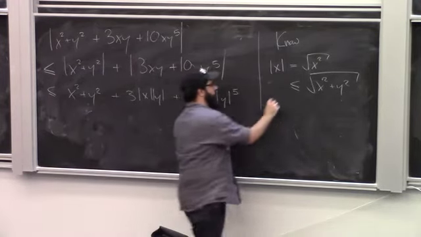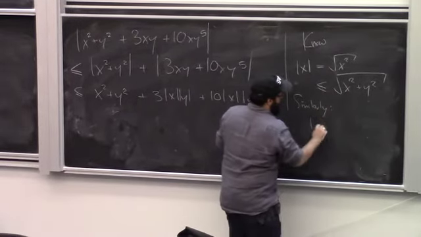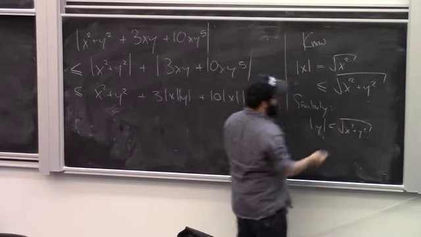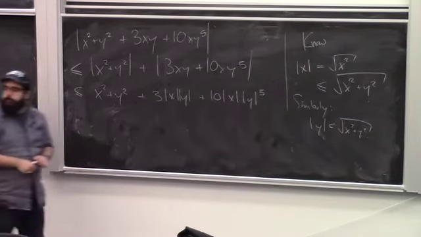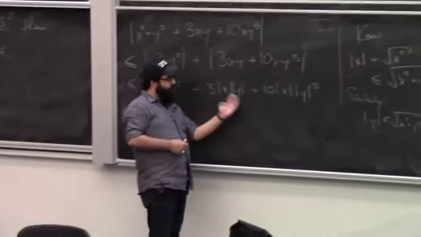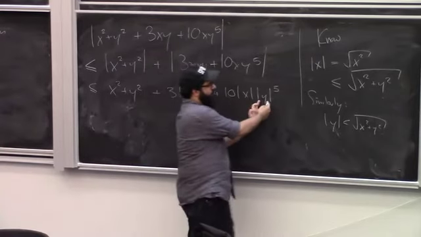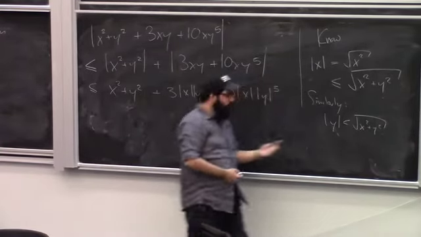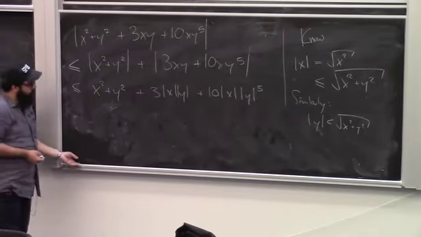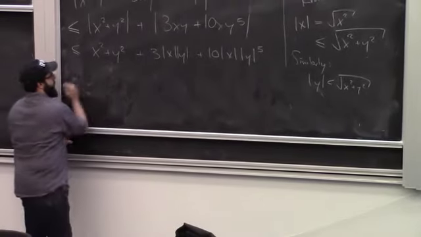So similarly, the absolute value of y is less than this for the same reason. So that's good. So now that I'm just summing things, I can just say this term and this term and this term and this term are all less than that. And this is that squared already. So this insight will get me to here.